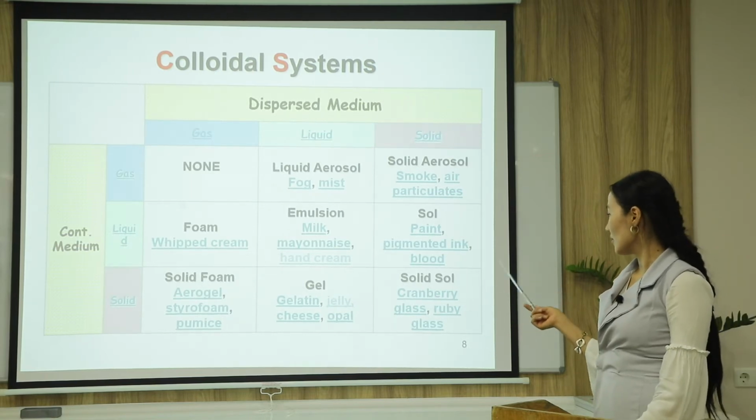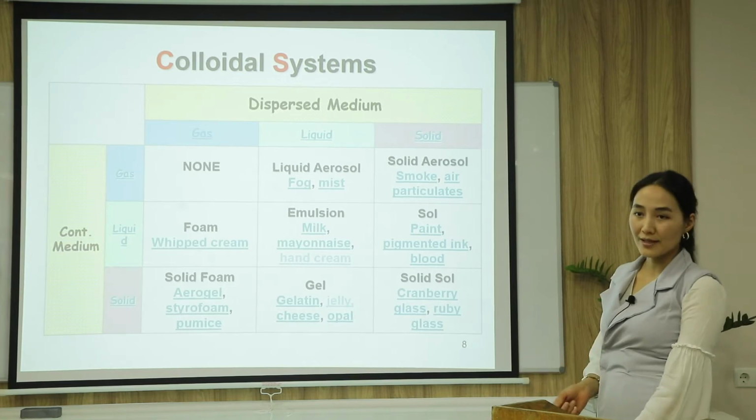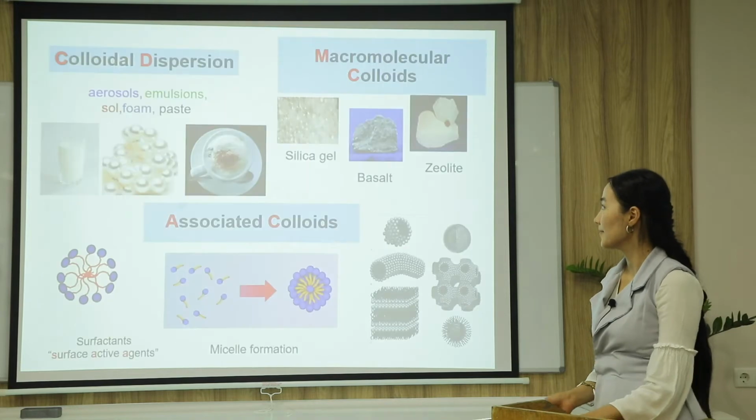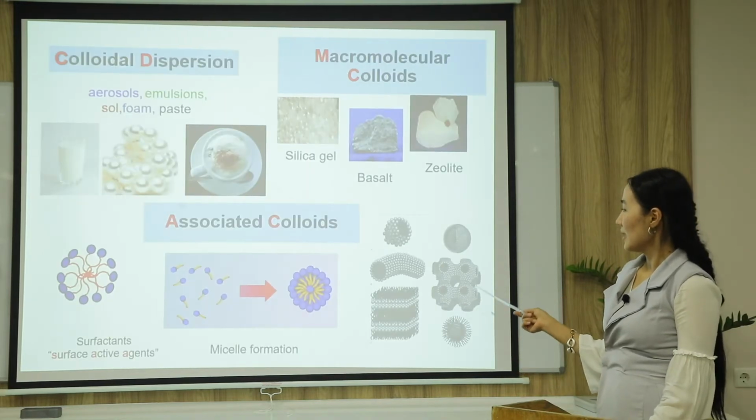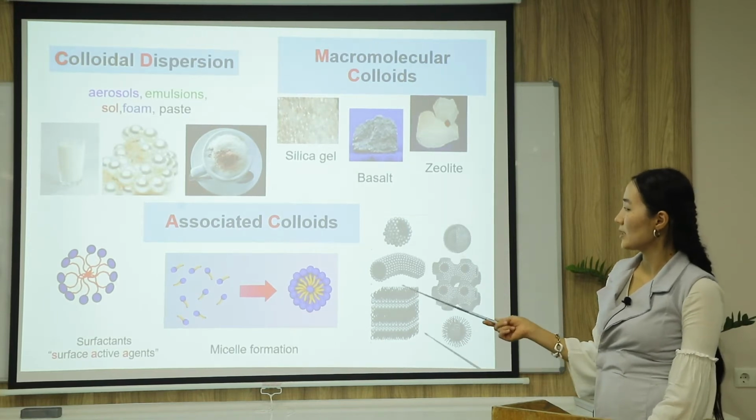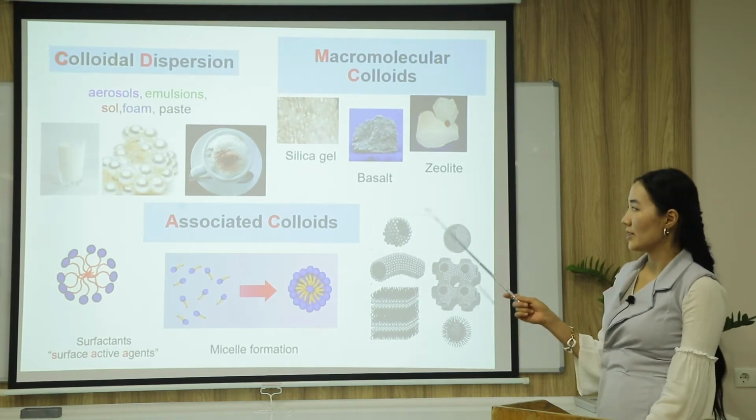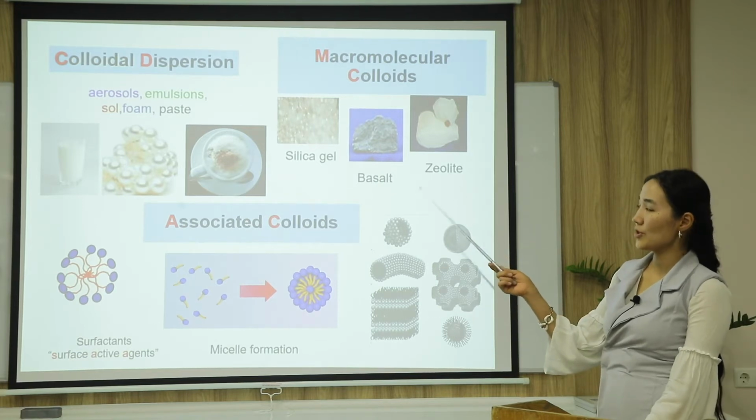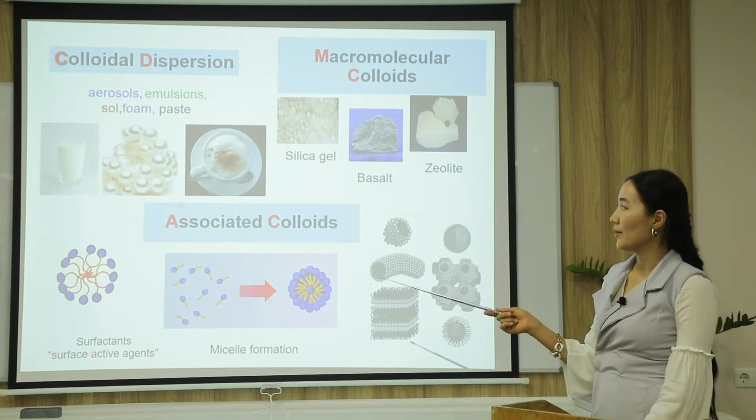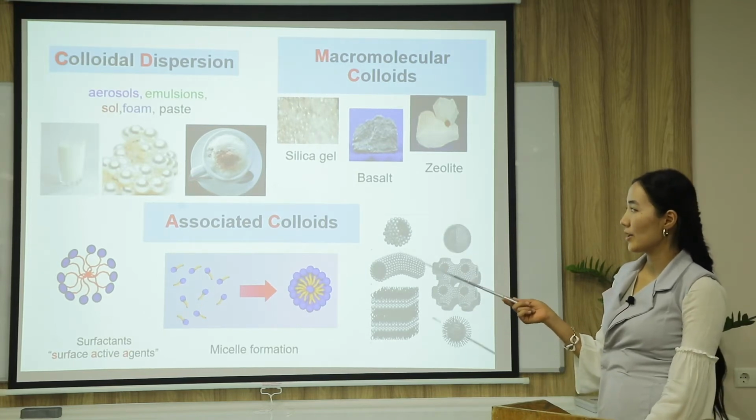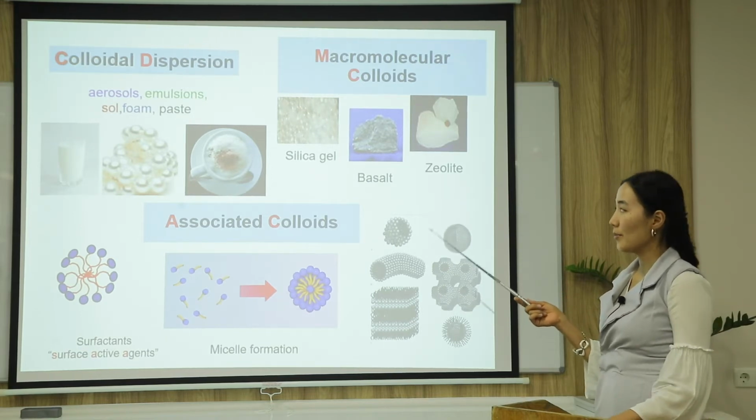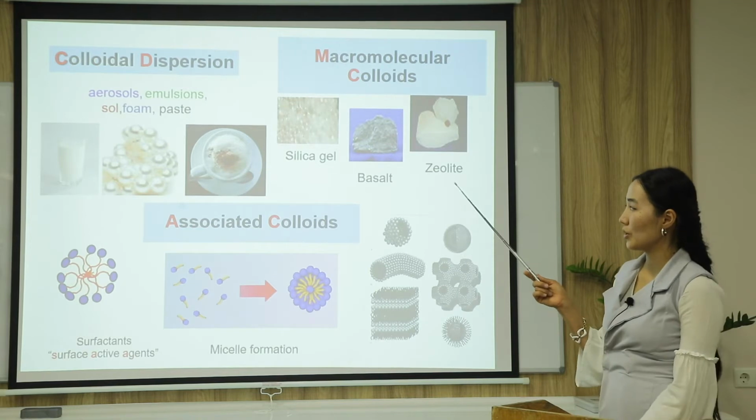So solid in solid, like solid sol, cranberry glass, ruby glass, is also a dispersed medium of colloidal systems. Please, next. In this slide I will show you colloidal dispersions, macromolecular colloids, and associated colloids, the different types of them. Colloidal dispersions are like aerosols, emulsions, sols, foam, and paste, like toothpaste or another one. Also, coffee has some foam on the upper layer and the bottom.